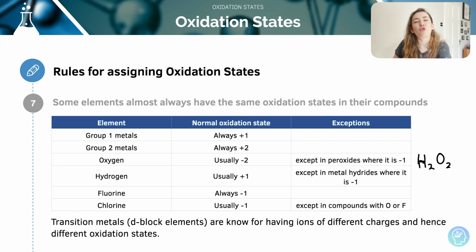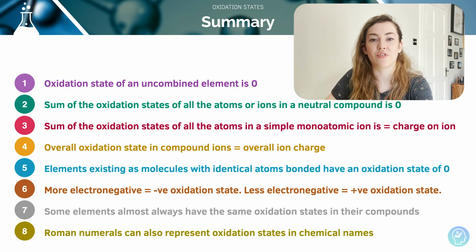Chlorine, group 7s in general, can have variable oxidation states, except for fluorine, of course. So chlorine, iodine, bromine, etc., can have -1, +1, +3, +5, or +7. Chlorine is usually -1, except in compounds with oxygen or fluorine. Group 7 can be quite interesting, but there are still only a limited number of different states they can have. The transition metals, the D block elements, are known for having lots of different ion charges and loads of different oxidation states. That's partly why they're so colourful. The different oxidation states have different colours.